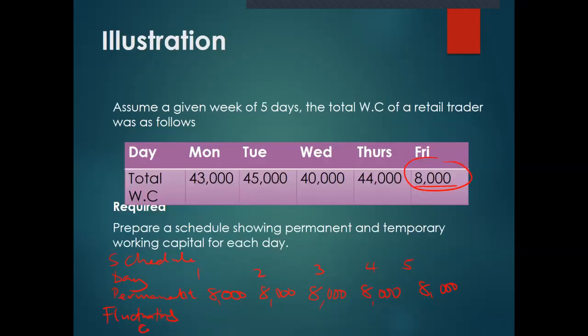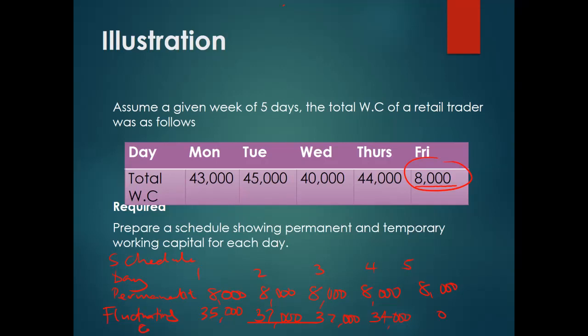Okay, fluctuating current assets. On Monday, the total investment was 43,000. So the extra is 40,000 minus 8,000, give us that 500, I guess. On Tuesday, the extra investment over and above the minimum, 45,000 minus 8,000 to give us that 10,000. On Wednesday, that's 2,000. On Thursday, that's 2,000 also. On Thursday is 44, that's 4,000. And on Friday, 0. That's how you prepare a schedule for the distinction between the permanent current assets and the fluctuating current assets.